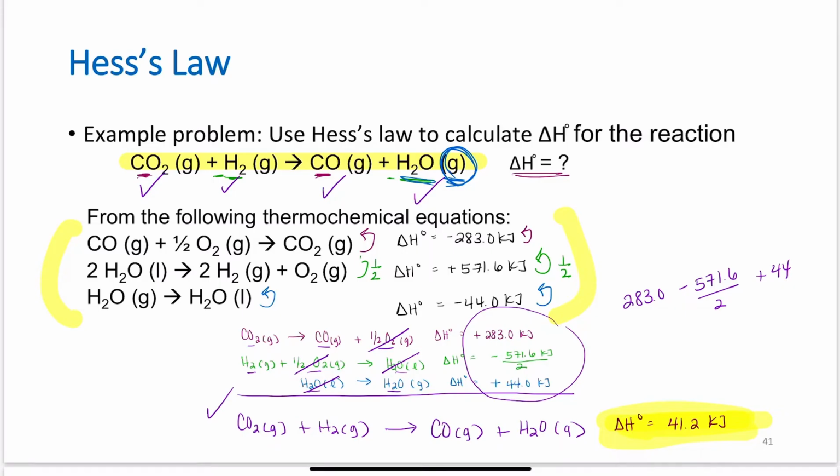You absolutely must be able to do this. It's important in this chapter and throughout the rest of your chemistry time. You will see this pop up when you don't expect it. It's very important you can manipulate these equations.